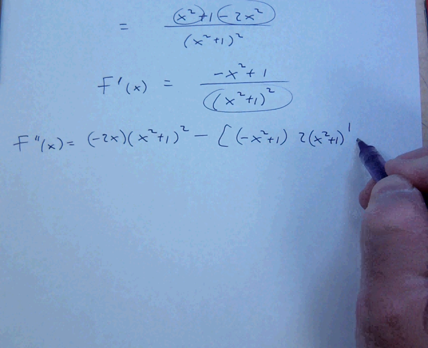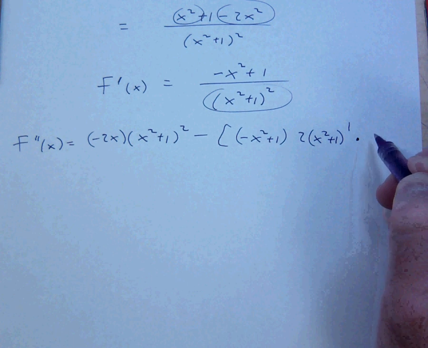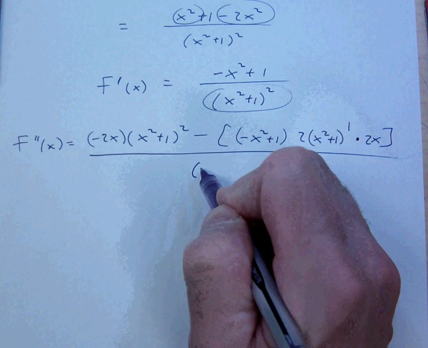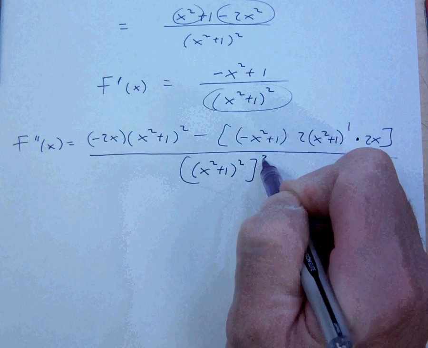That's a common mistake that students forget to take the derivative of the inside there. So what's the derivative of the inside there? 2x. And then all over the second one squared, right? Got it?